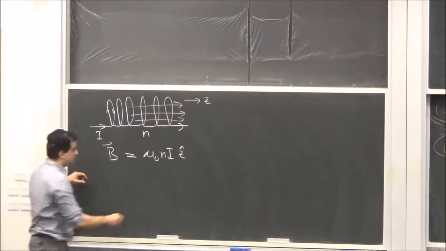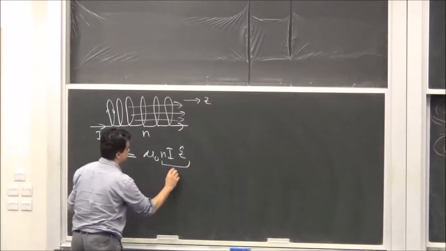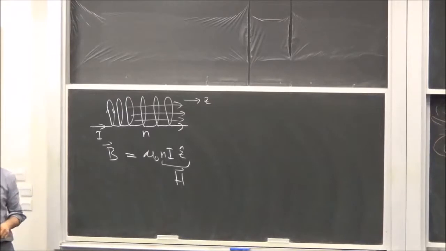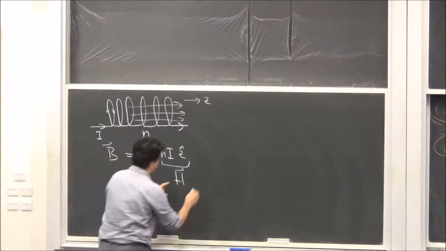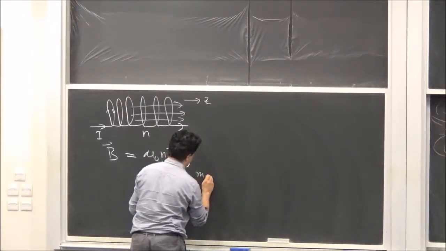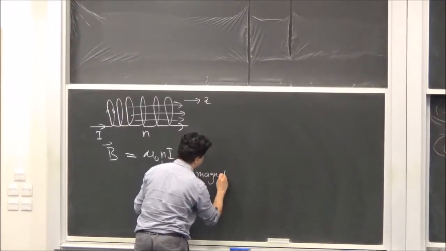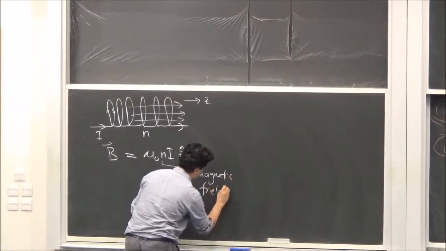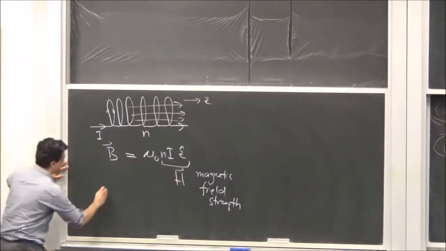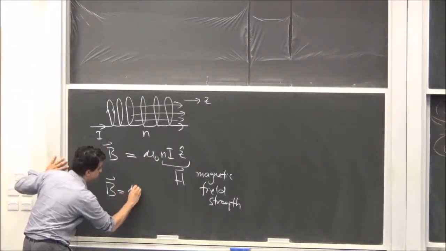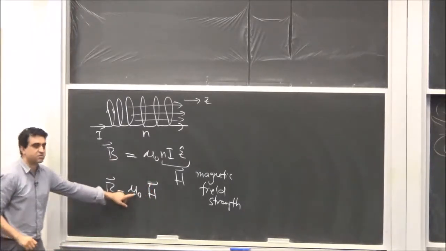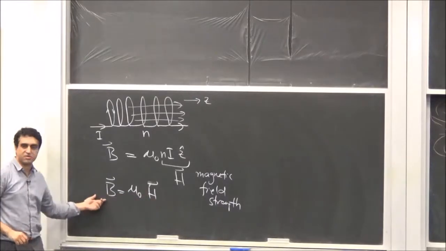So this quantity has a certain name, and it is normally denoted by the symbol H. It is called the magnetic field strength. So you can write B is equal to mu naught H. This is just a constant, and this already gives you how strong the magnetic field should be.